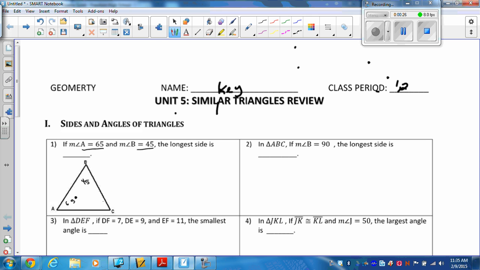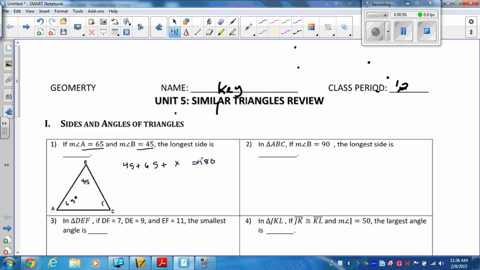So basically we have to find out the measure of this angle in order to determine which is the longest side, because the theorem states that the longest side is opposite the largest angle. So we can compare these angles if we know the measure of this. Thinking back to an earlier chapter, the triangle sum theorem says that all three of the angles in a triangle are going to total 180 degrees.